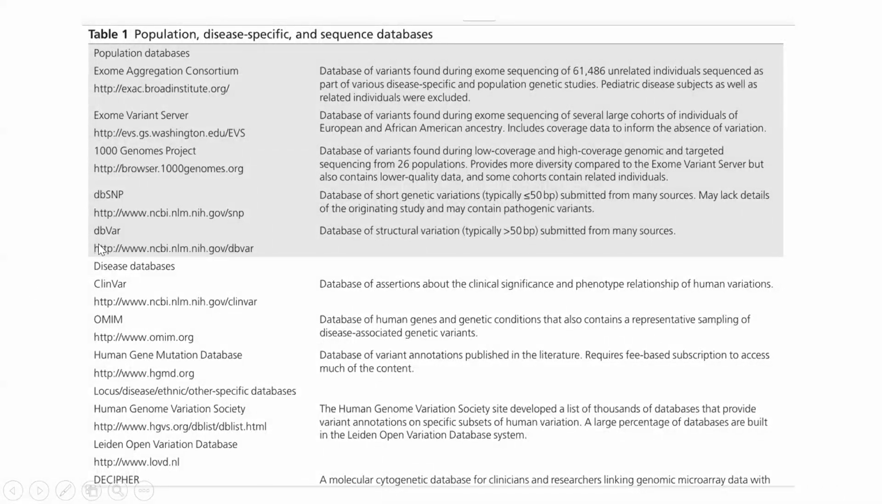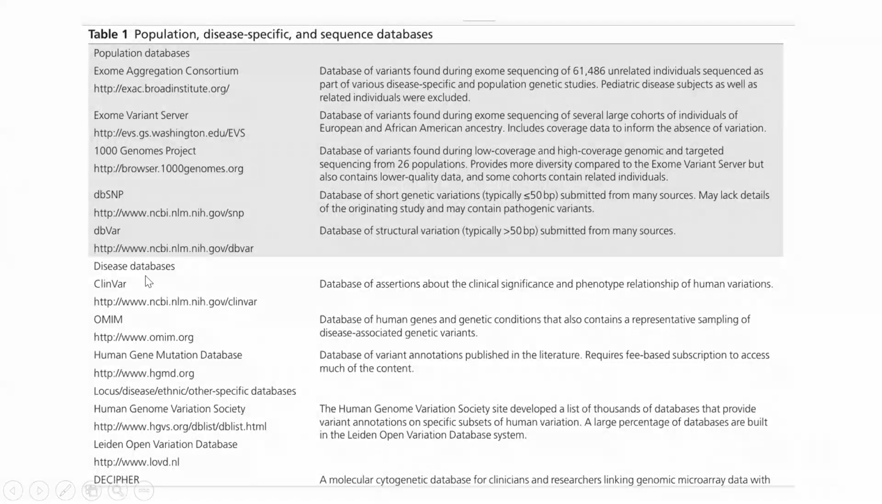So there are many independent bodies who came up and built a repository of these polymorphisms. And it becomes important, the very first thing, to eliminate all these, because these are practically noise. Okay. And then we move on to disease databases.